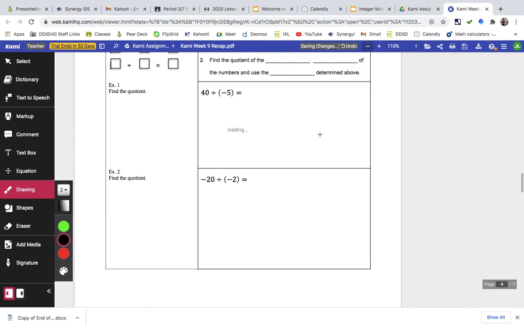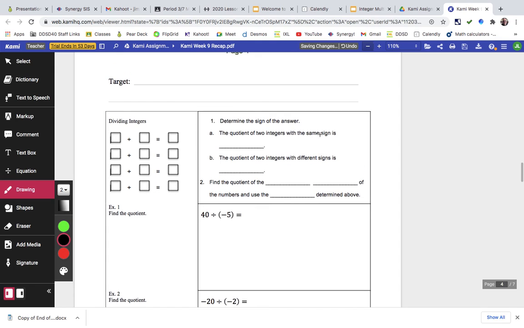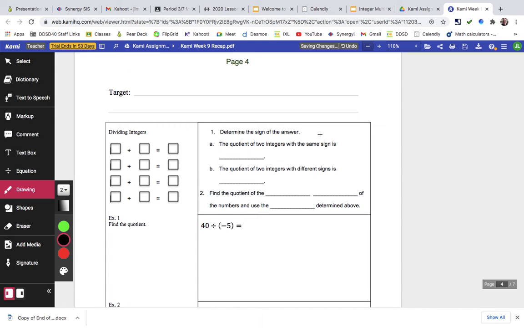And that is as far as we got. We're going to work on this tomorrow. But if you happen to want to work ahead on this, the rules for division are exactly the same as the rules for multiplication. And so it's going to look very similar.